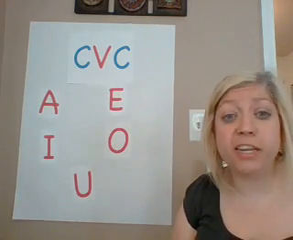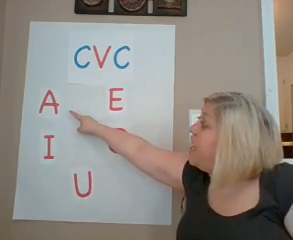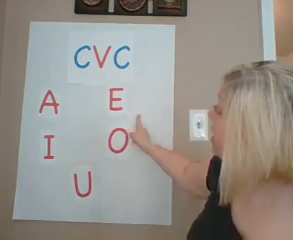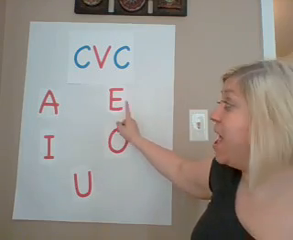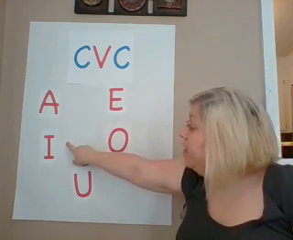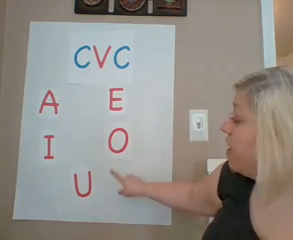The first thing we need to do is look over our vowels. We have A, that says /a/. We have E, that says /e/. I, /i/. O, /o/. And U, /u/.